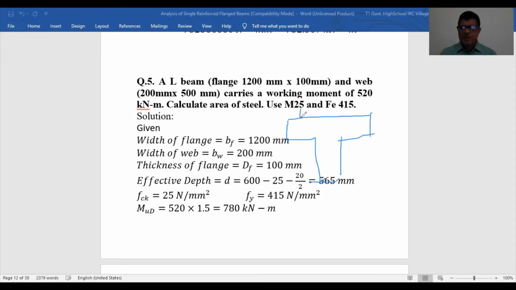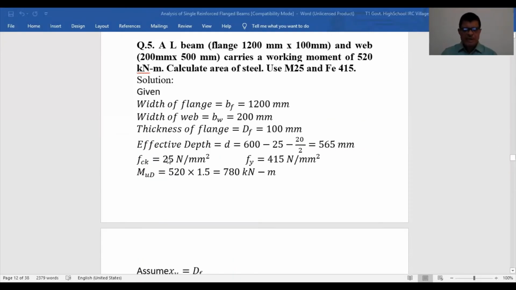Now BF is 1200. The web part is given 200 and 500. That means this is 200 and this is 500. Now if it is 200 and 500, the total depth is 600. So if the total depth is 600, then find the effective depth. 600 minus 25 is the cover, and 5 by 2, the diameter of the rod, you can take and find this value. And the ultimate moment is obtained by multiplying by 1.5. That will give the value of Mu.